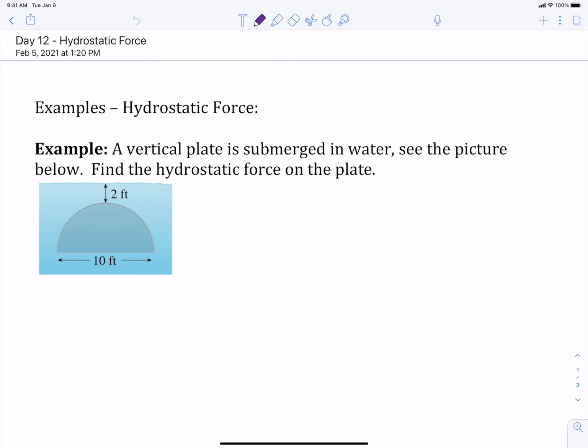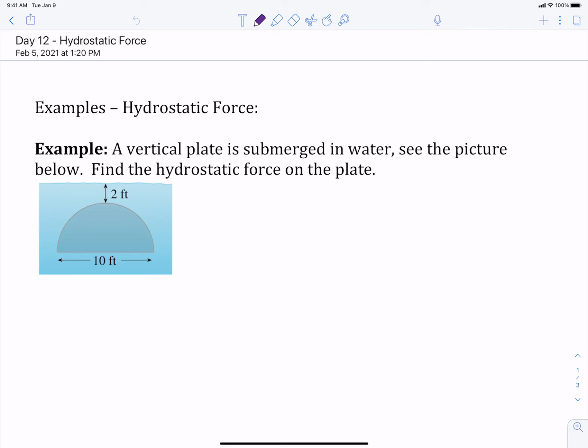All right, we got one more example of a type of force that's acting on an object here. So this is called hydrostatic force. So hydro meaning water. So this is basically the force that water is putting on an object submerged in water or sort of on the edge of water.